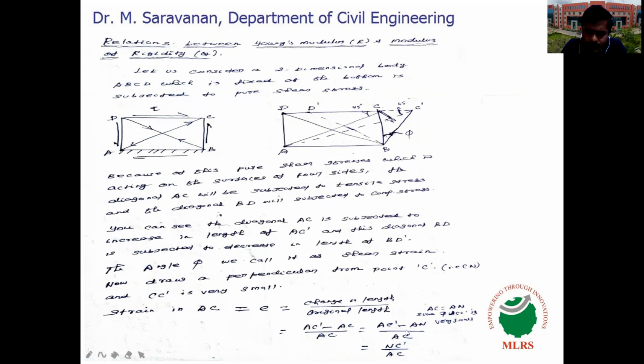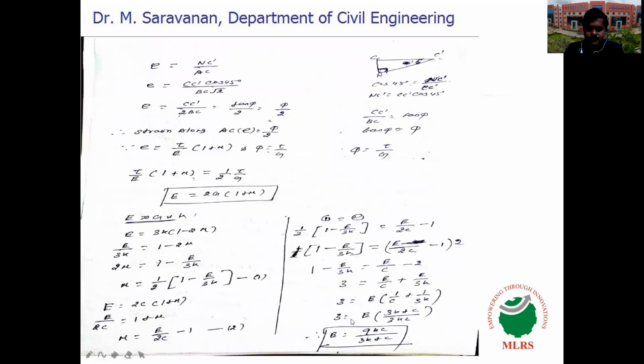Therefore, AC dash minus AC is nothing but AN. Here you can see AC will be approximately equal to AN. Now AC dash minus AN will be equal to NC dash. So NC dash divided by AC. So strain is equal to NC dash divided by AC.